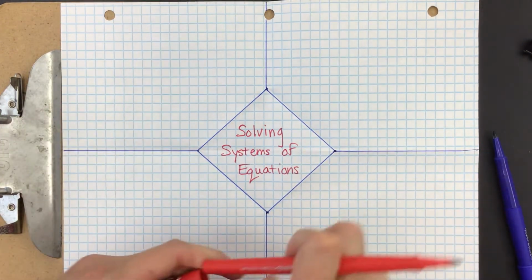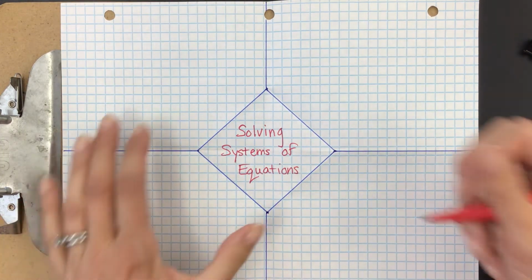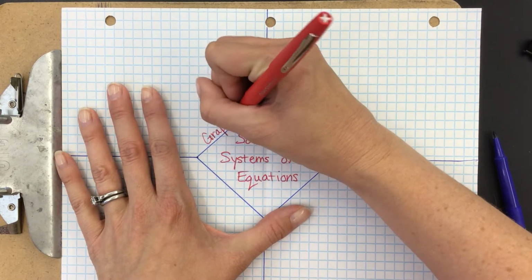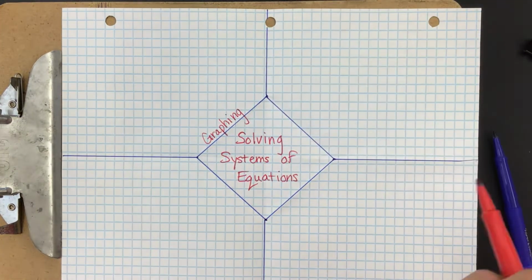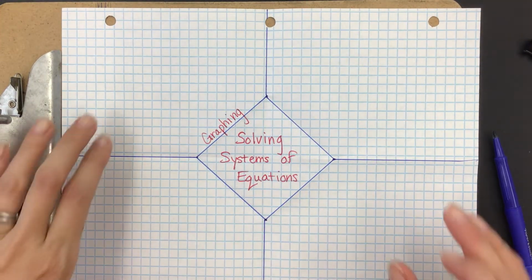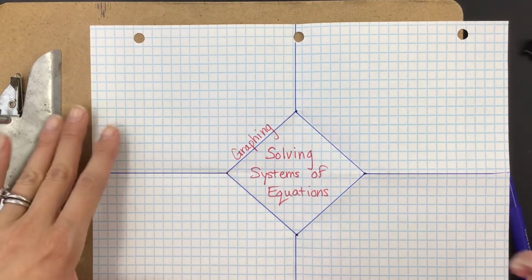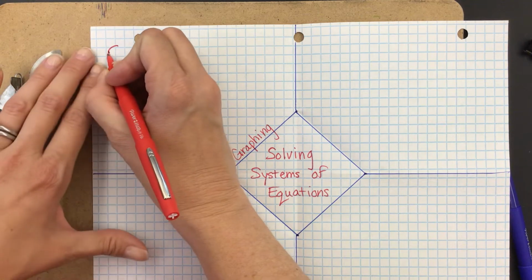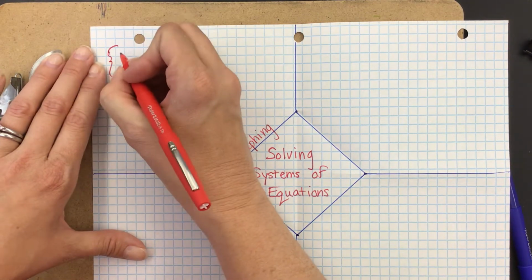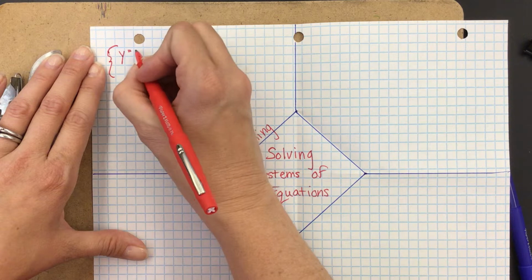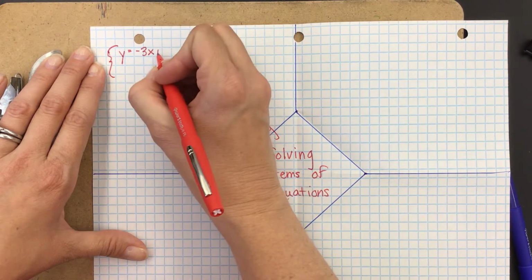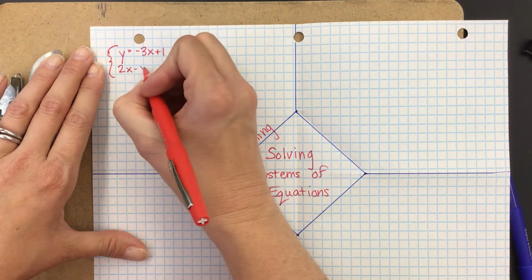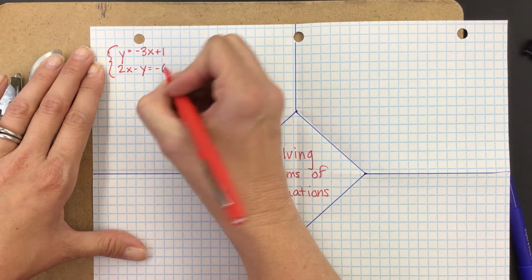Okay, last week the very first method that we did was graphing. So graphing was our first method, and let's do a quick example of that just to refresh our memories. Let's use this system of equations: y is equal to negative 3x plus 1, and 2x minus y is equal to negative 6.